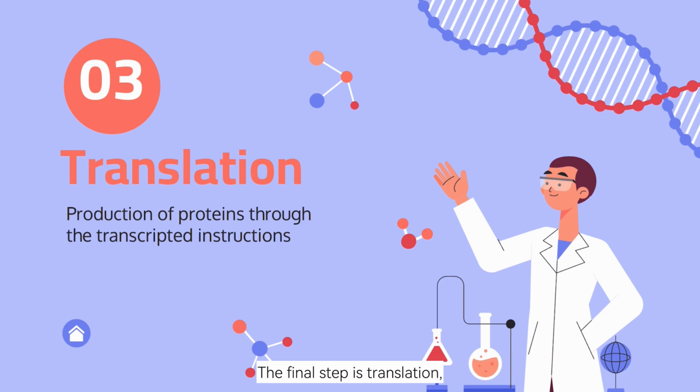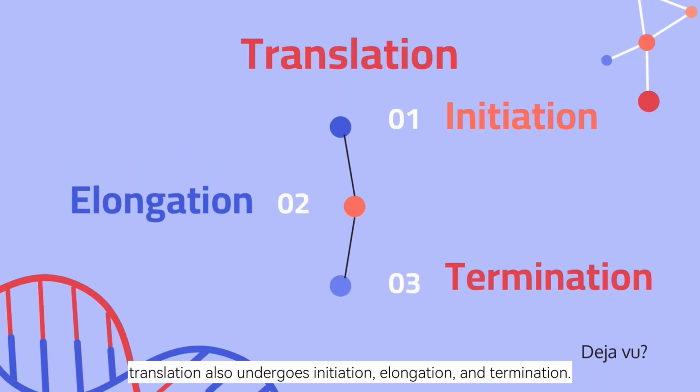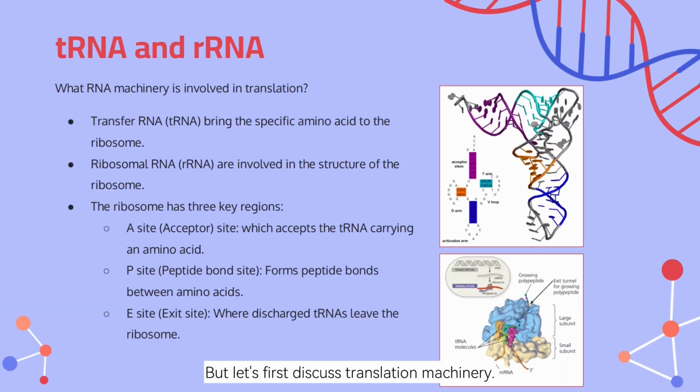The final step is translation. Just like transcription, translation also undergoes initiation, elongation, and termination. But let's first discuss translation machinery. Firstly, there's tRNA, which brings specific amino acids to the correct ribosome. Then there's also rRNA, forming the ribosome structure, and within the ribosome there are 3 main regions.